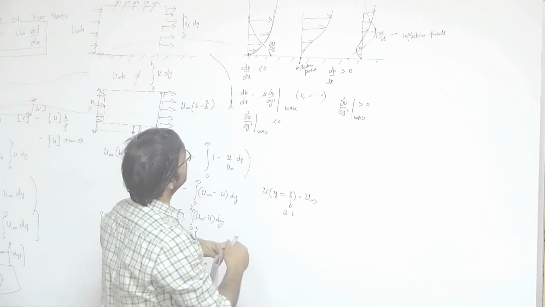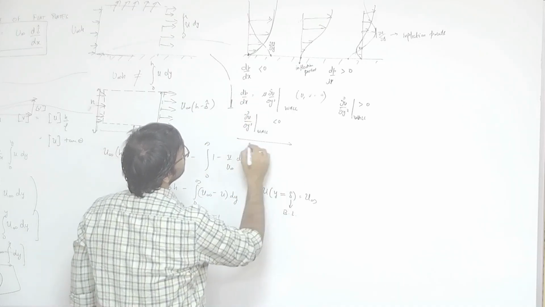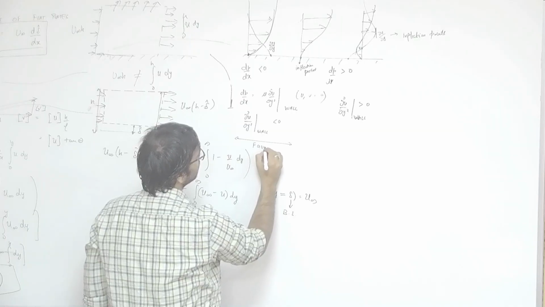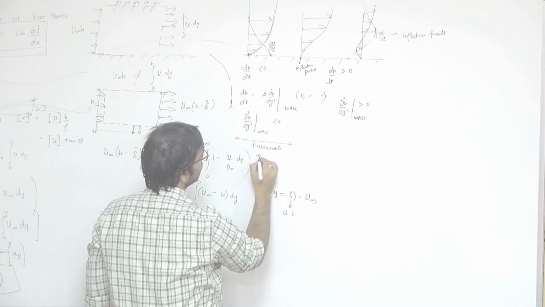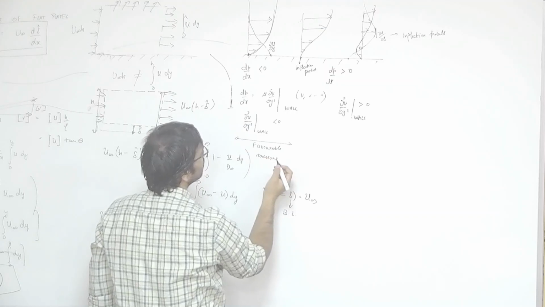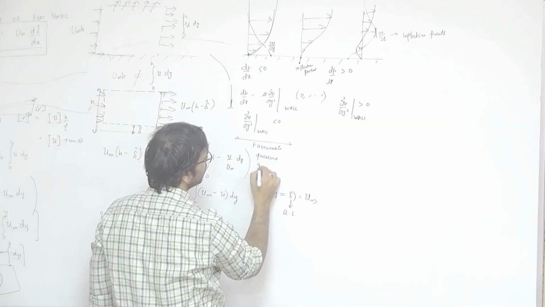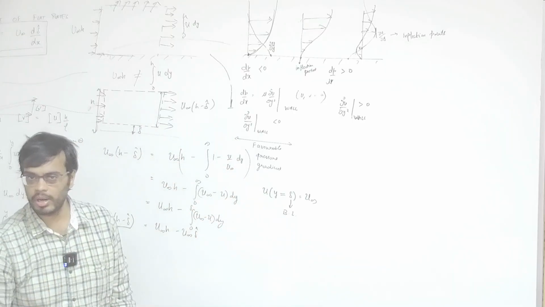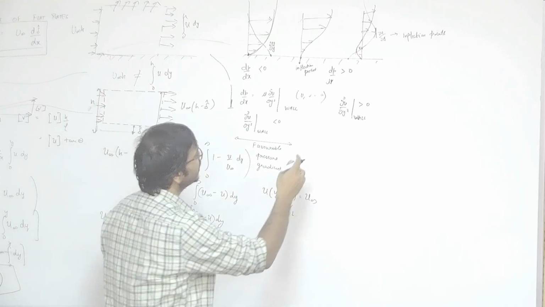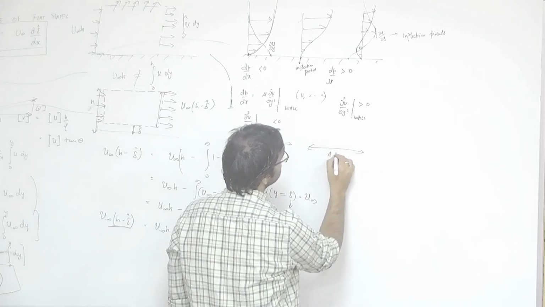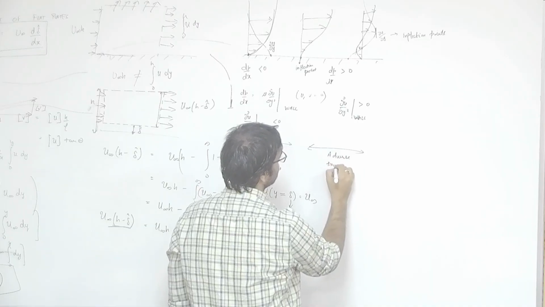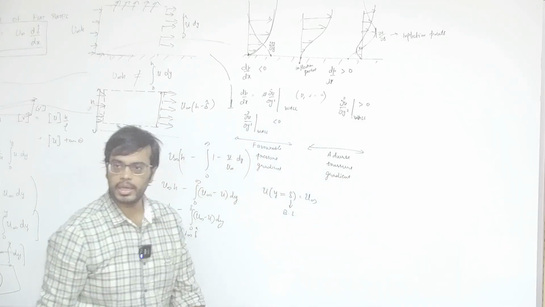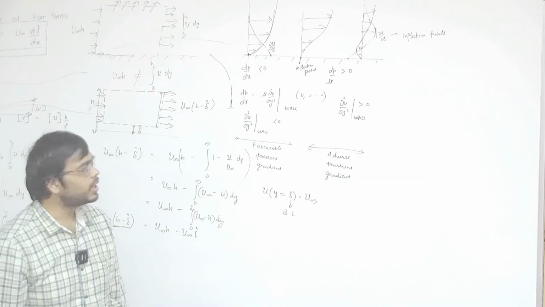So, in this kind of a case, this region will be called a region of favorable pressure gradient. Favorable means favorable to the boundary layer. The word favorable means the pressure gradient is favorable to the boundary layer. It maintains the boundary layer. Here, this is called an adverse pressure gradient. And you can relate.